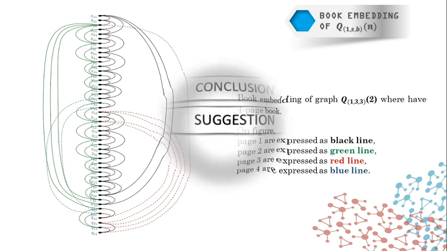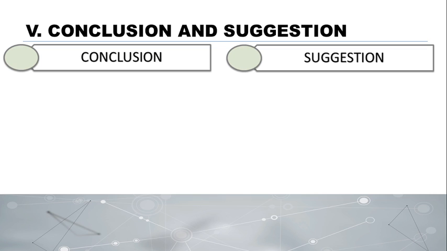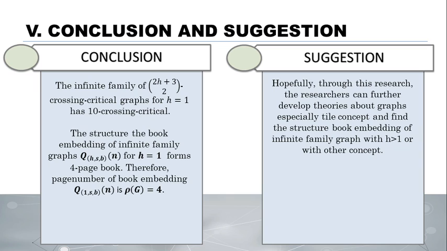For conclusion, the infinite family of 2H plus 2 crossing critical graphs for H equal 1 has 10 crossing critical. The structure, the book embedding of the infinite family graph Q1SBN for H equal 1, forms a 4-page book. Therefore, the page number of book embedding Q1SBN is 4.